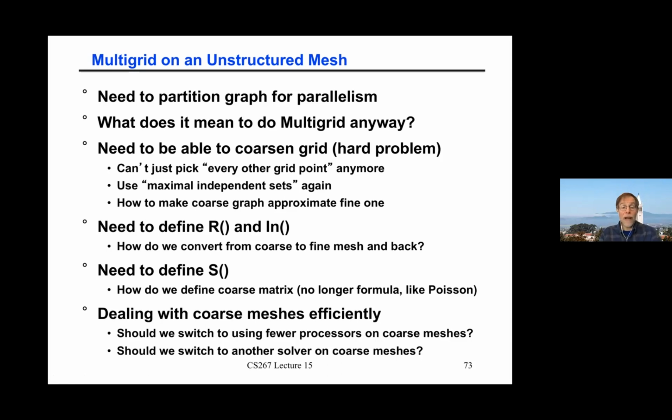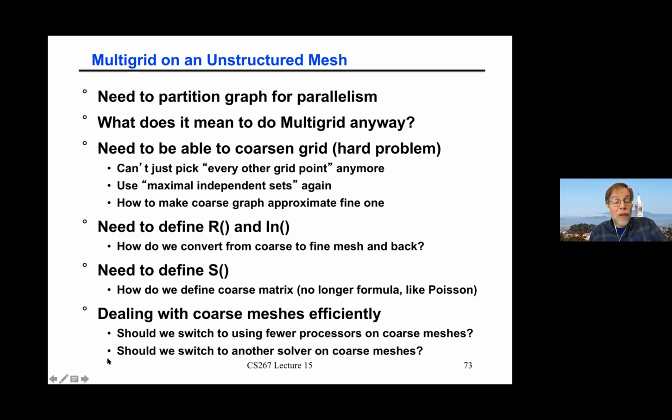You can imagine if you had a finite element model, you can have a coarser finite element model, but there are other ways that don't require that much detail. You can just take the original matrix and coarsen it. We still need to figure out how to go from fine to coarse and coarse to fine and back again. So these restriction and interpolation operators need to change. We also need to define the solution matrix. It's no longer a simple formula like Poisson.